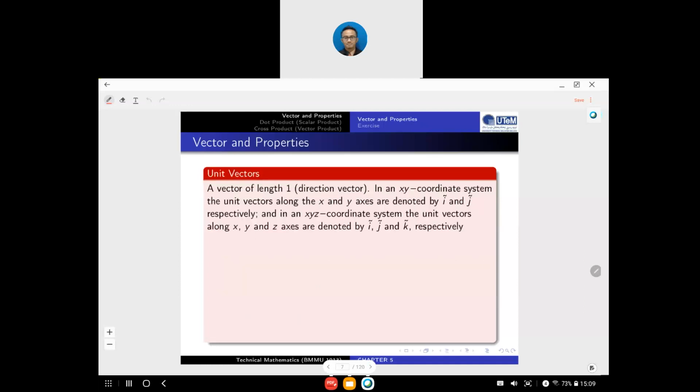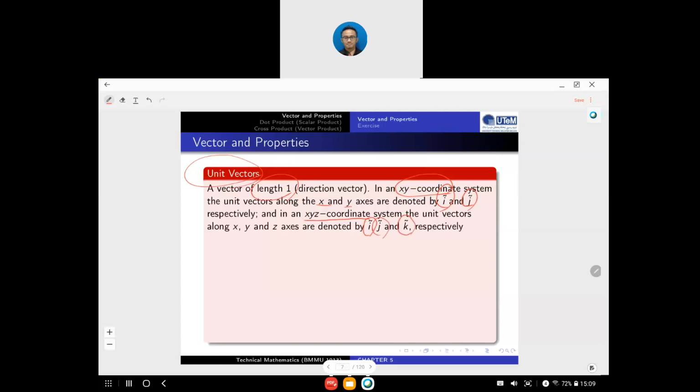And then what is a unit vector? A unit vector has length 1. Make sure a unit vector has length 1. In the XY coordinate system, the unit vectors along the X and Y axes are denoted by i and j. Also the same thing, make sure you put the vector symbol there. For the XYZ coordinate system, they are denoted by i, j, and k respectively.